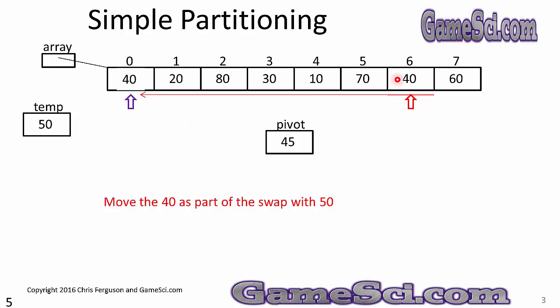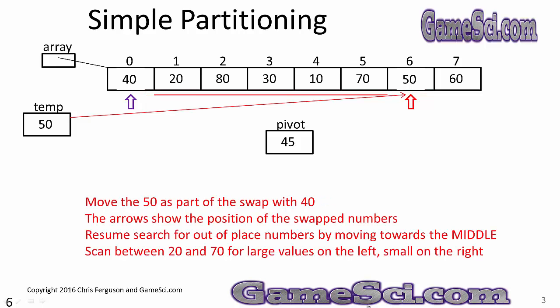So the 40 in position 6 moved down and wiped out the 50 that was in position 0. But that's okay. We don't mind losing that 50. It's safely in the temp variable. Move the 50 as part of the swap with 40. The arrows show the position of the swapped numbers. We had a 40 over here and a 50 over there. Now our swap is complete.